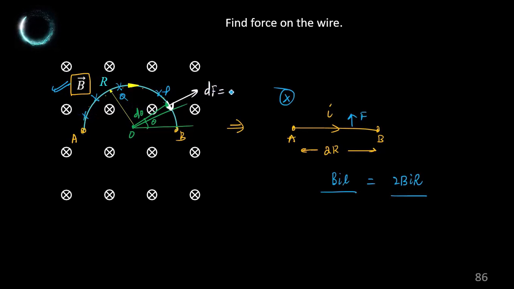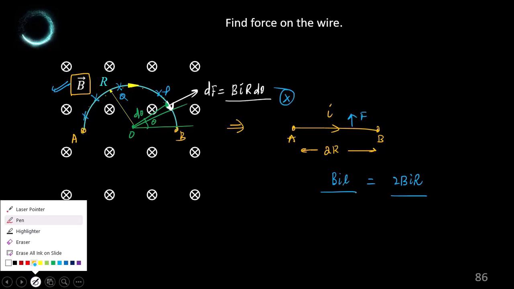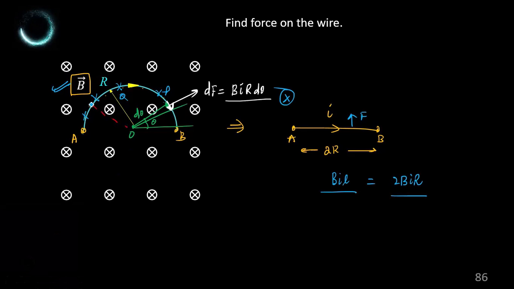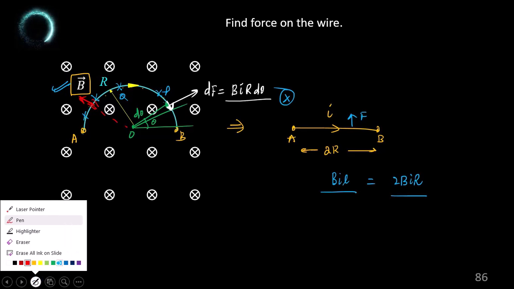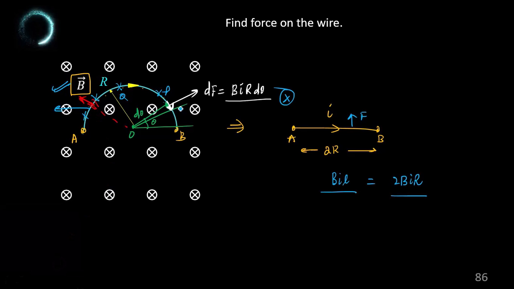What is dF? dF is BI into dl. dl is what? R d theta. Got it? So for the diametrically opposite point, I can get another component of force in this direction. If I take the resultant of these two forces, the horizontal components cancel out, only the vertical component will remain. So the net force acting on this wire is basically dF sin theta.